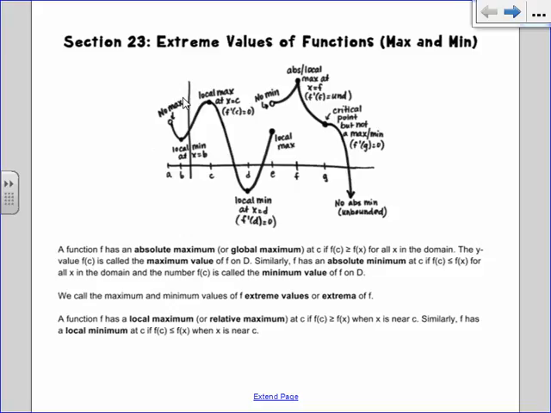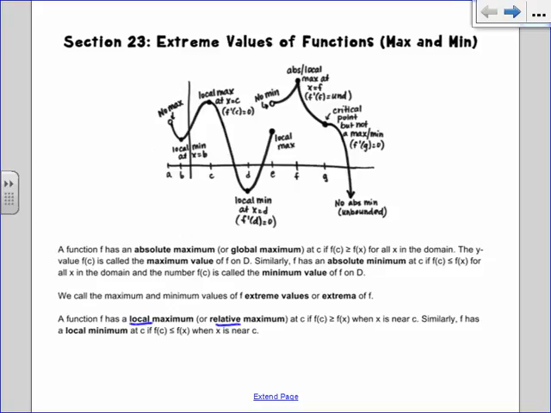A function has a local maximum if f of c is greater than or equal to f of x whenever x is near that area. That's why it's very vague. That's why we call it the neighborhood, in that general area. Similarly, f has a local min if it's the lowest point when x is near c. Okay, so you understand all of those definitions. If I use the word local or the word relative, those mean the same thing, local and relative.